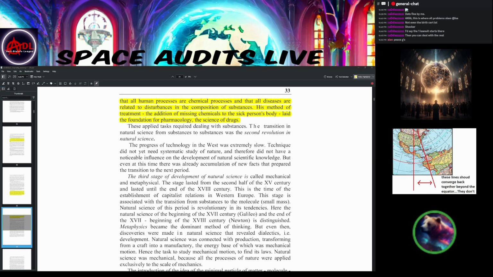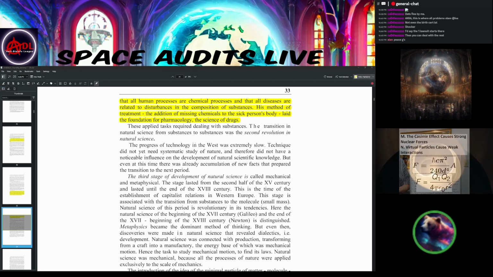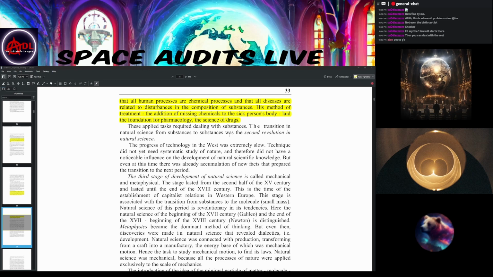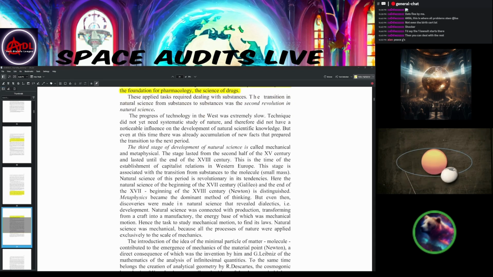These applied tasks required dealing with substances. The transition in natural sciences from substances to substances was the second revolution in natural science. The progression of technology in the West was extremely slow. Technique did not yet need systemic study of nature and therefore did not have a noticeable influence on the development of natural scientific knowledge. But even at this time, there was already accumulation of new facts that prepared the transition for the next period.